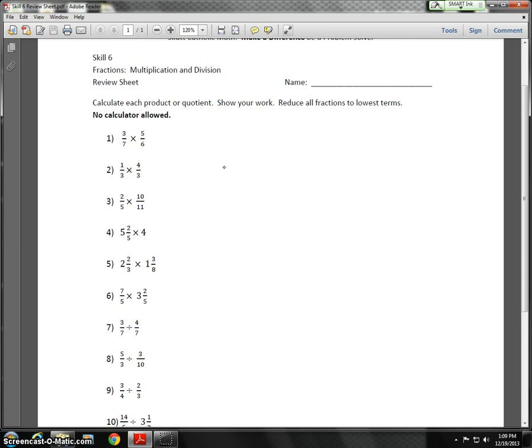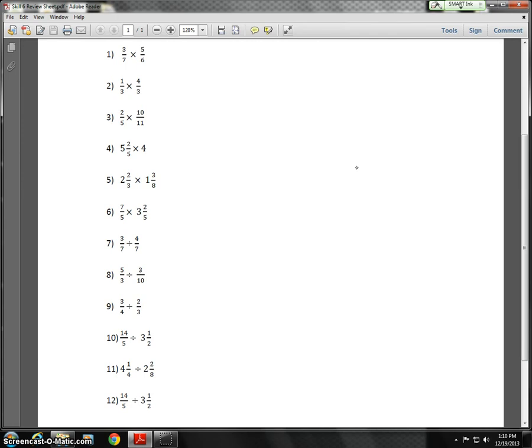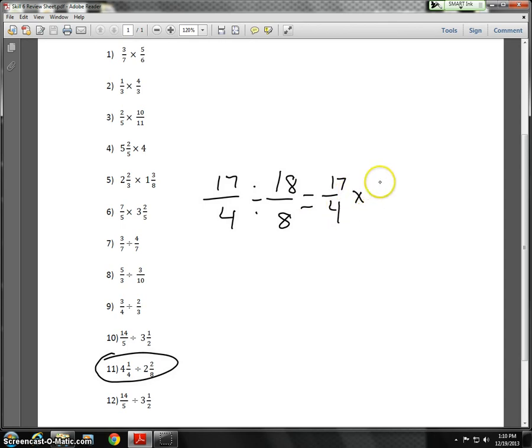Now let's take a look at a problem where we are dividing and we've got two mixed numbers. So we're going to take a look at number 11 down here. 4 1/4 divided by 2 2/8. Well, 4 1/4 is going to be the same thing as 17/4 divided by 8 times 2 is 16 plus 2 is 18/8. So we end up with 17/4 multiplied by the reciprocal of 18/8, and that gives us 8/18.